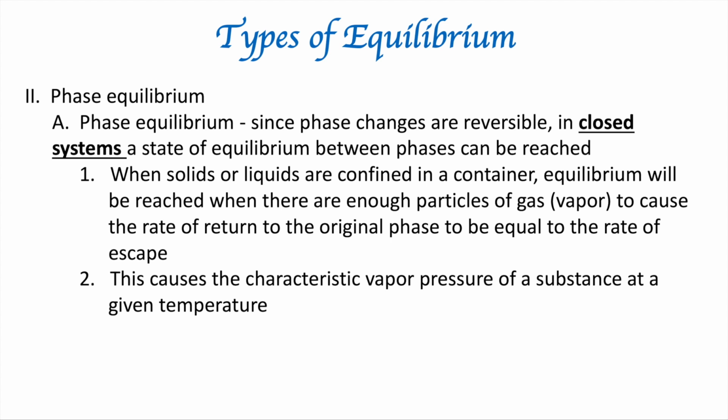So this is just like with the water. When solids or liquids are confined in a container, equilibrium will be reached when there are enough particles of a gas, such as typically like a vapor, to cause the rate of return to the original phase to be equal to the rate of escape. This causes a characteristic vapor pressure of a substance at a given temperature.